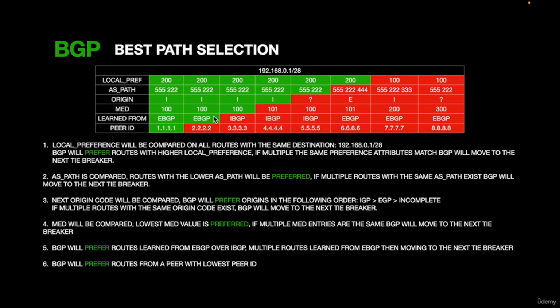In most cases, BGP will not go that far when selecting the best routes. It will most probably end somewhere on the second step, because it's a very low probability to have routes with the same AS path number.